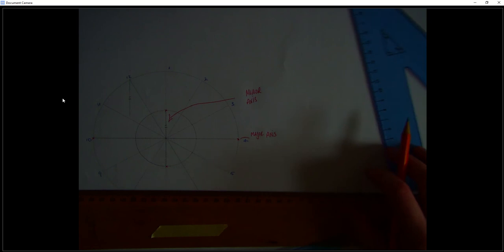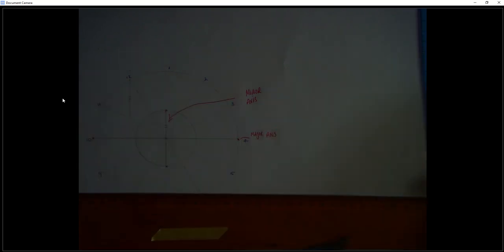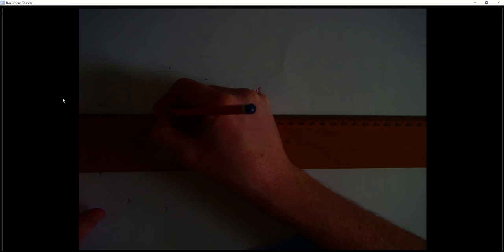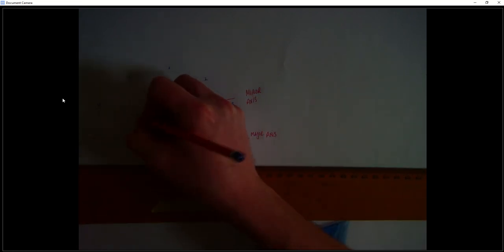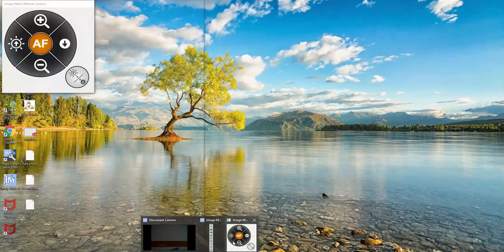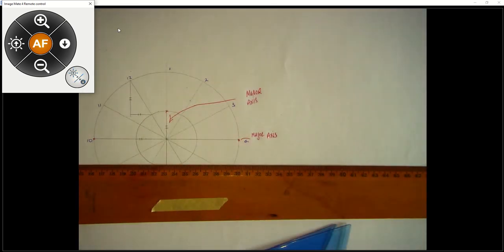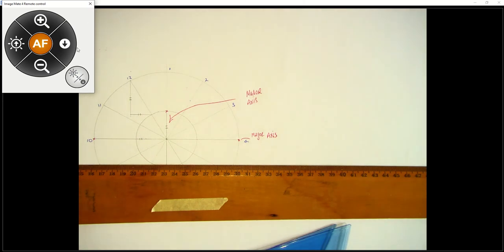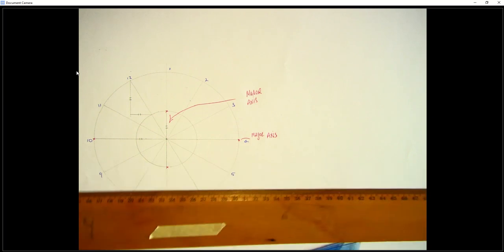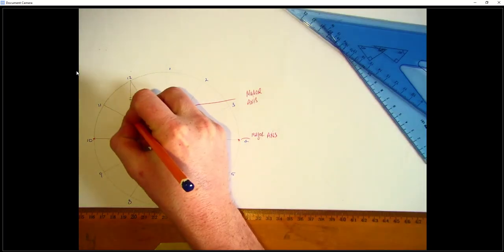Now I need to go parallel to my major axis. So from my minor circle, I'm going to go parallel to my major axis. This line here I'm after drawing in is parallel to my major axis, as we see. Now where those two lines meet, that gives me one point on my curve.